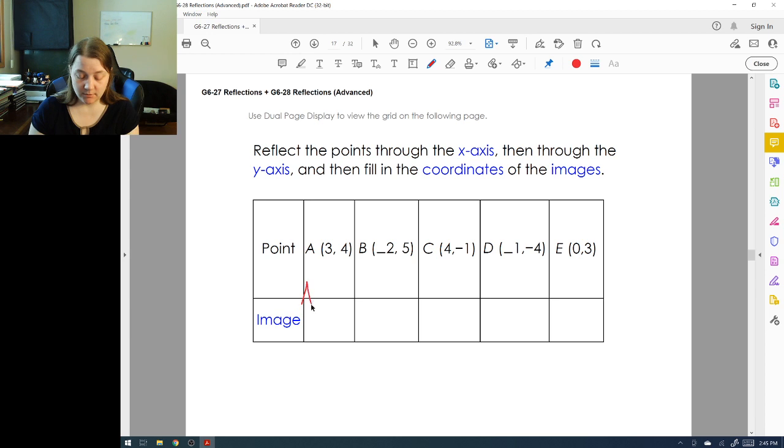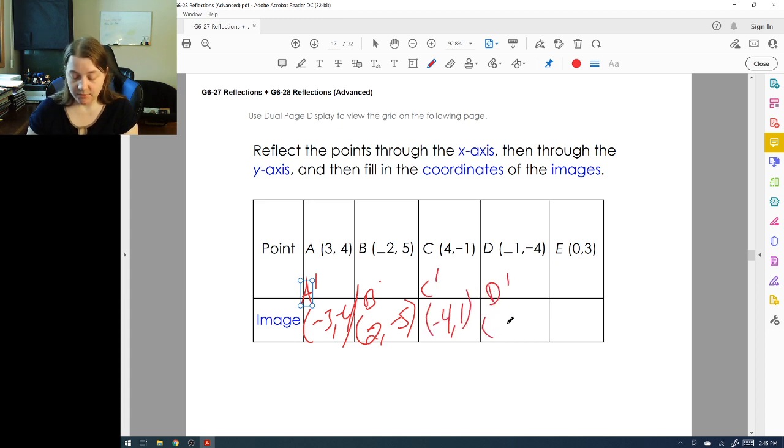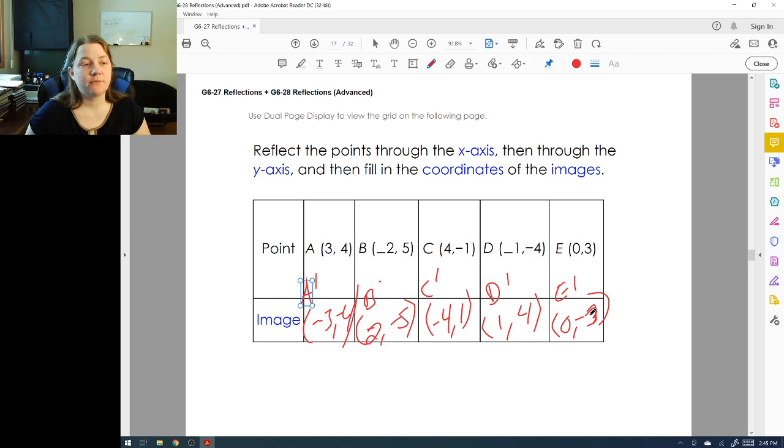Point A prime would end up being negative 3, negative 4. B prime would end up being 2, negative 5. C prime, negative 4, 1. D prime, 1, 4. And E prime, 0, negative 3. Now, why didn't I change the sign for 0? That's because 0 doesn't actually have a sign, so there's nothing to change.